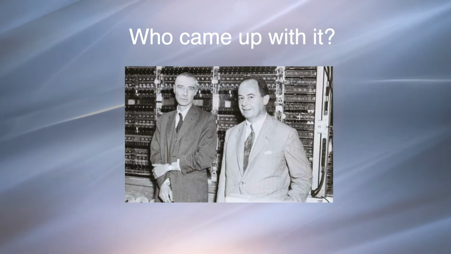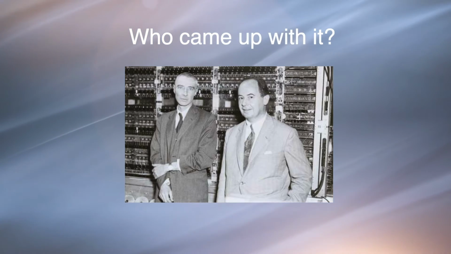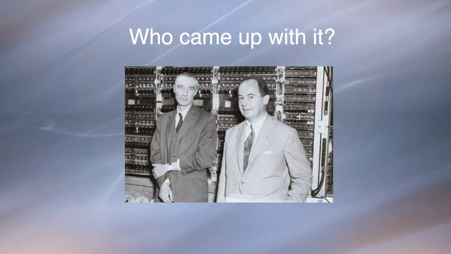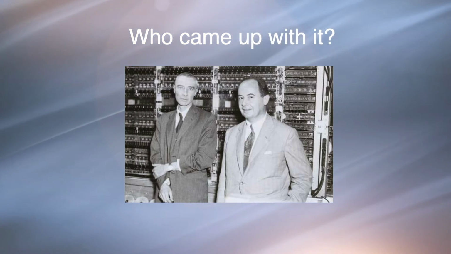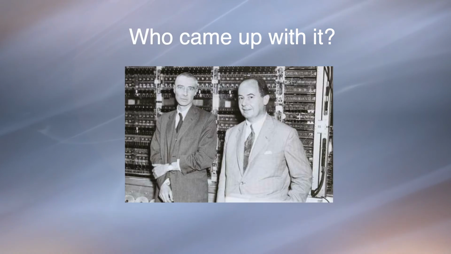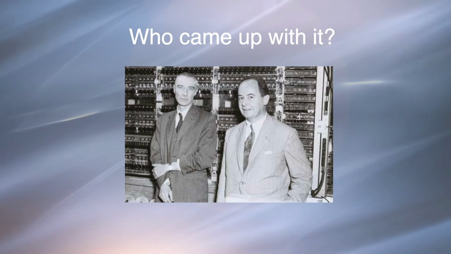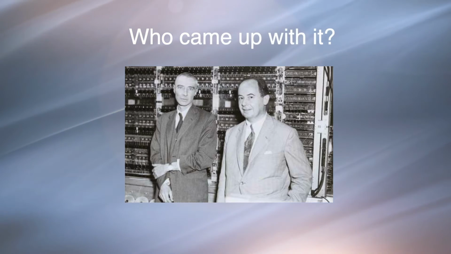So, who came up with game theory? It was actually first proposed by John von Neumann, a mathematician, and Oscar Morgenstern, an economist, in the 1940s. Most people attribute the credit of game theory to economist John Nash, but he was actually the one who provided the first significant extension to the theory.